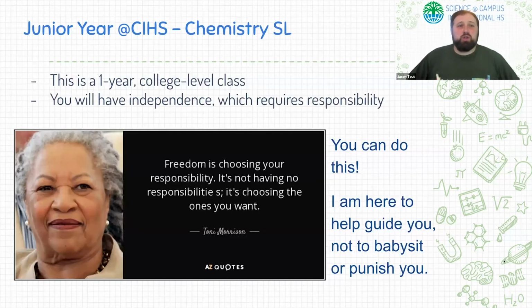Your junior year at Campus International High School is going to be an incredible jump up in both the pacing and rigor of the classes. All of your classes are college level, and this one in particular will be completed in 1 year. That means we have to move through some very difficult material at a very fast pace. You will find that there is a lot more independence as you get older in this school, but that also will require you to be much more responsible for yourself.